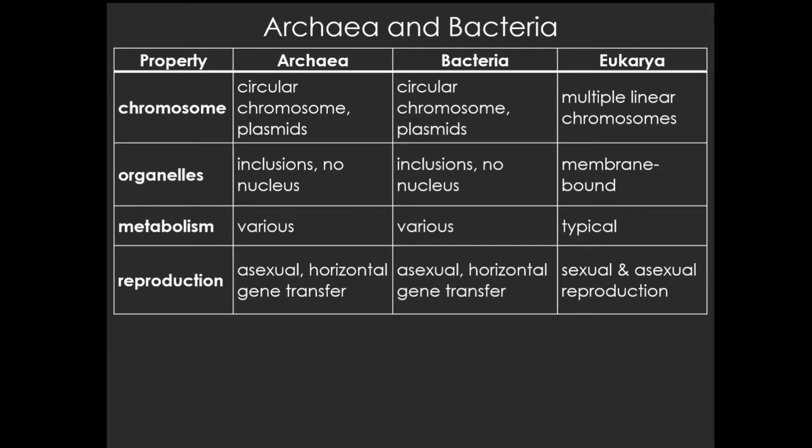They both only undergo asexual reproduction, and the only exchange of genetic information that happens amongst them is something called horizontal gene transfer that we're going to be talking about in our next unit, whereas the eukaryotes of domain eukarya typically have both sexual and asexual reproduction. So at this point you might be thinking, well, these guys look like they're very, very similar, so why would we move them into two domains?